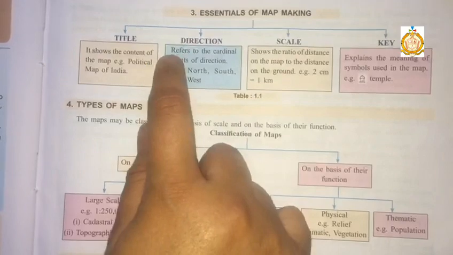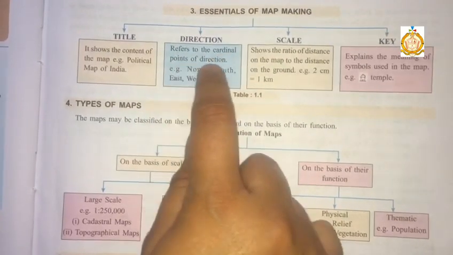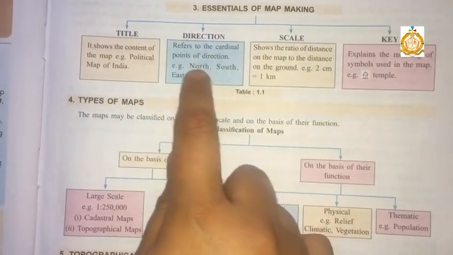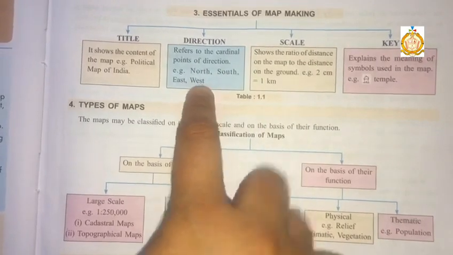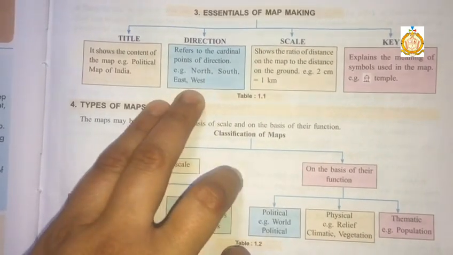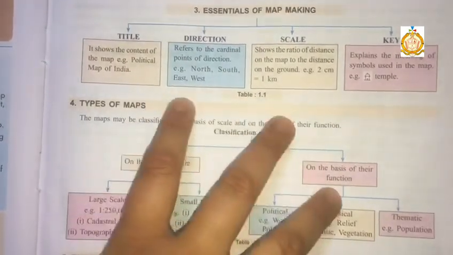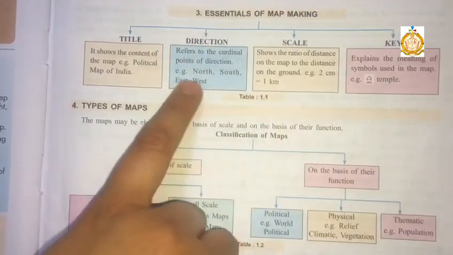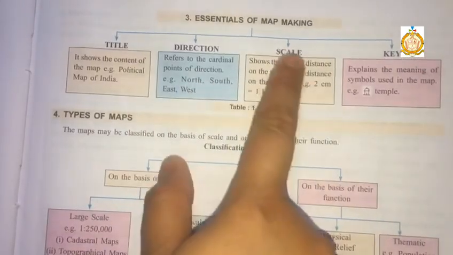Then direction. Direction refers to the cardinal points, for example, north, south, east and west, the 4 main directions of the earth or any particular place. The next is scale.